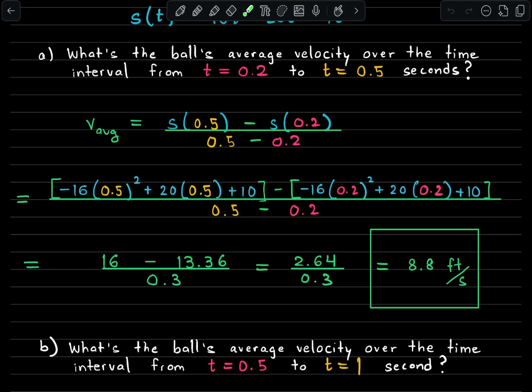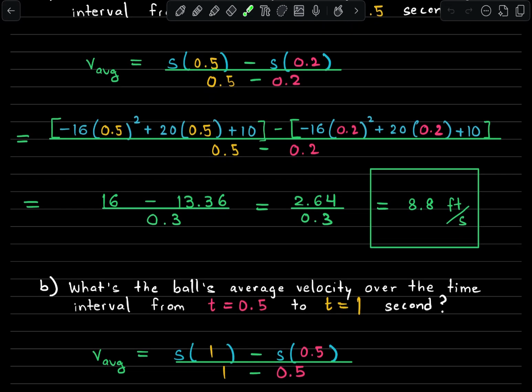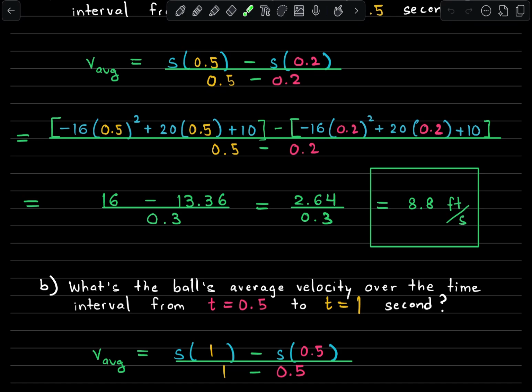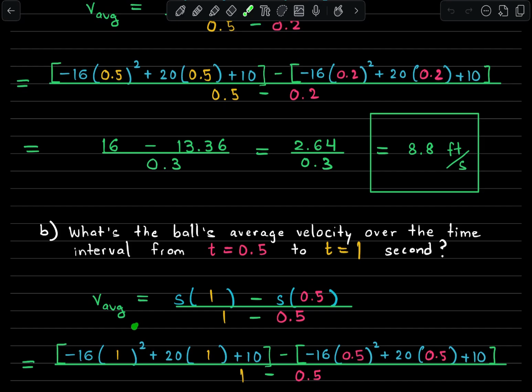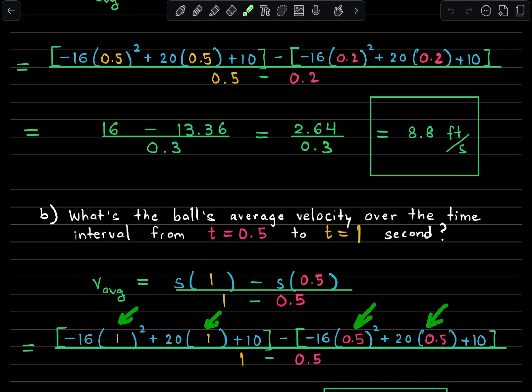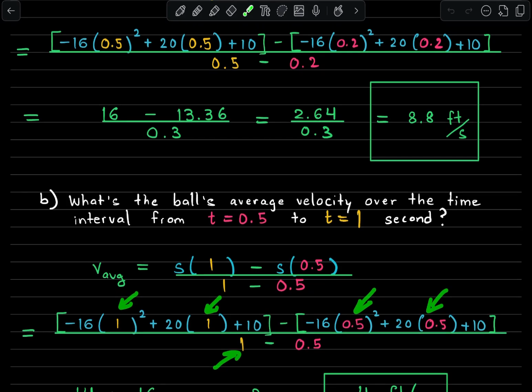We can try now calculating the average velocity for a different duration of time, right? So now from t equals 0.5 to t equals 1 second. Okay, so we're going to go ahead and use the same formula, but this time our endpoint is at 1 second, and our starting point is at 0.5 seconds. But it's exactly the same process. We're going to plug in these new time points for t in our position function. We're going to subtract them in our denominator.